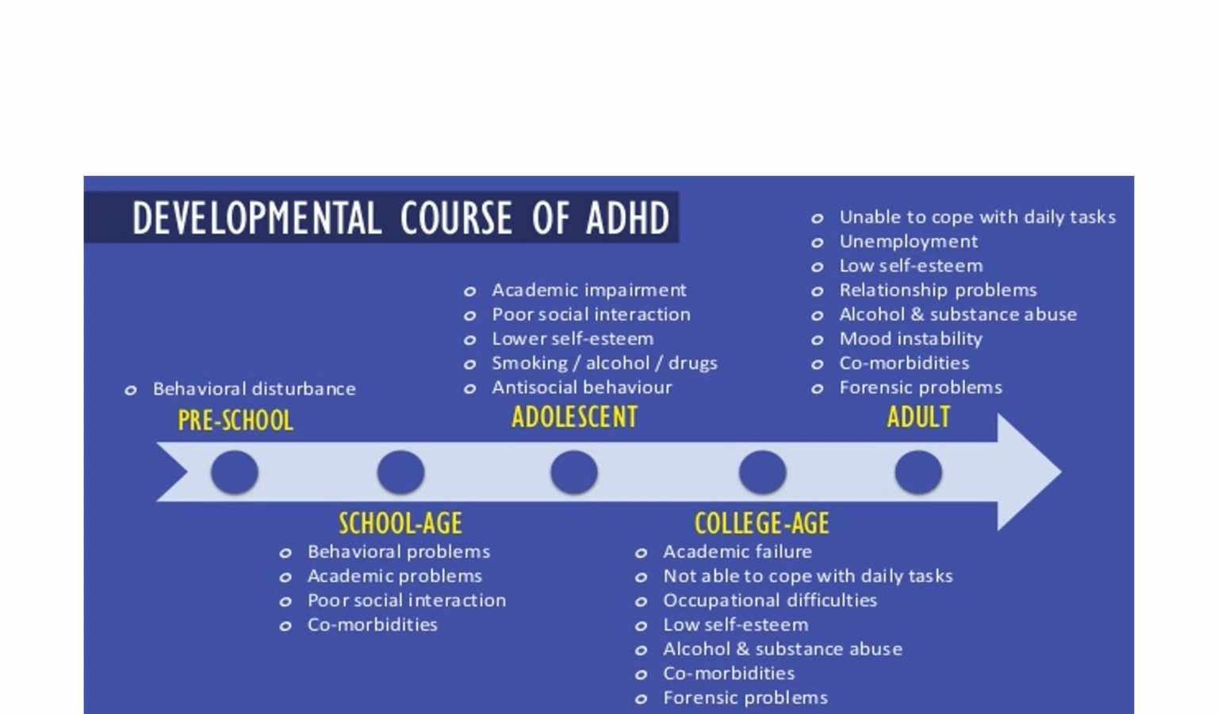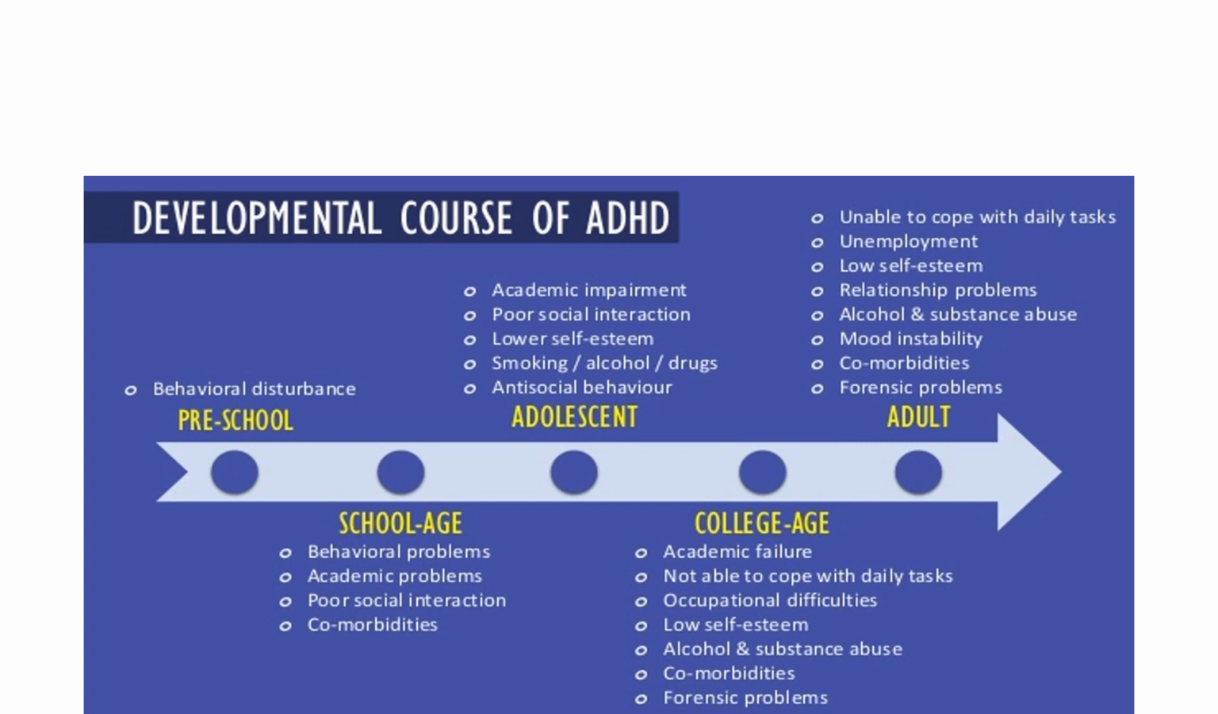One reason for the lower self-esteem is that the child is being scolded all the time by family members: why can't you sit in one place? Why are you moving constantly? Why can't you pay attention to anything? Both at school and at home. So one of the symptoms is lower self-esteem. Smoking, alcohol, and drugs again are disinhibitory symptoms, as the patient is trying to self-regulate.